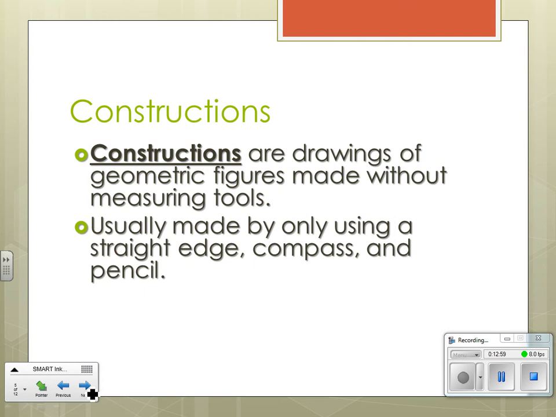So typically, and what we'll do in here, they're made using a straight edge, which could be our ruler or the edge of your book, or edge of your notebook, whatever. A compass, and a pencil. Those are the tools that we'll use in here to make those. Straight edge, a compass, and a pencil.